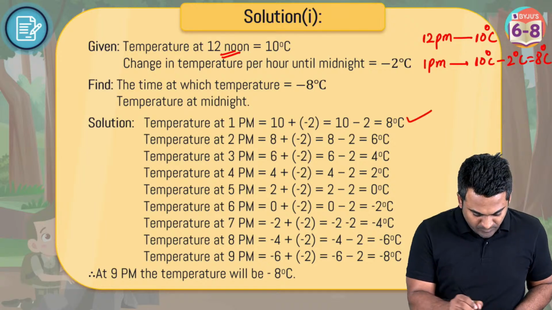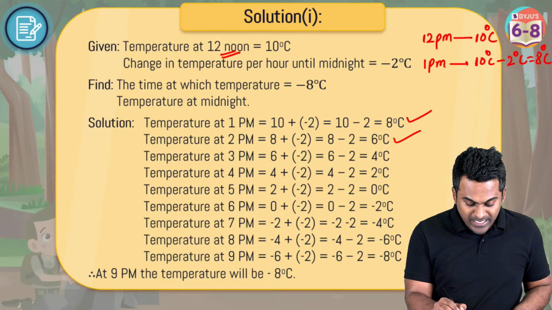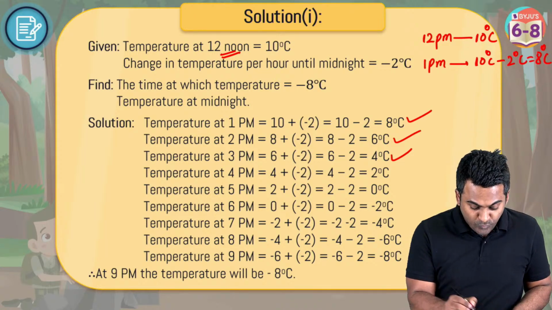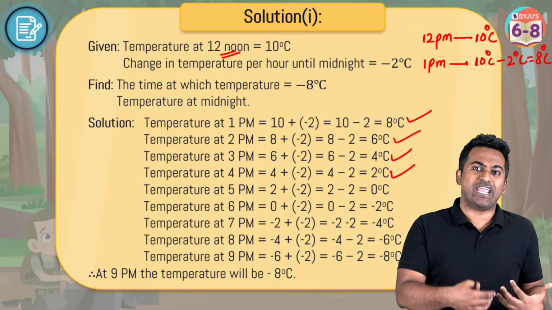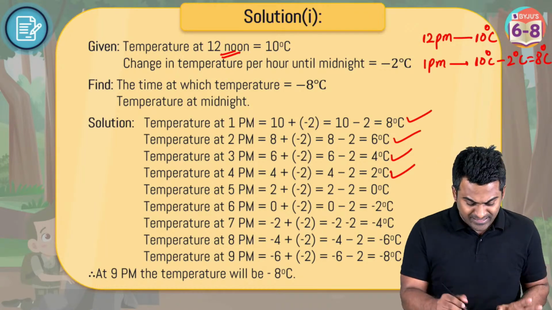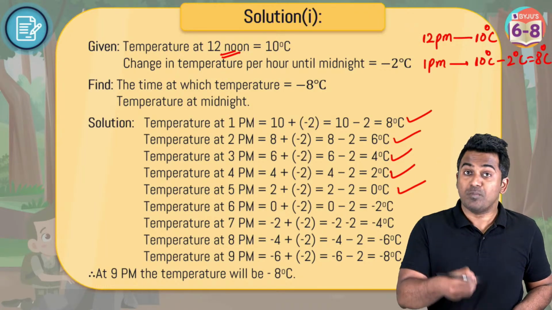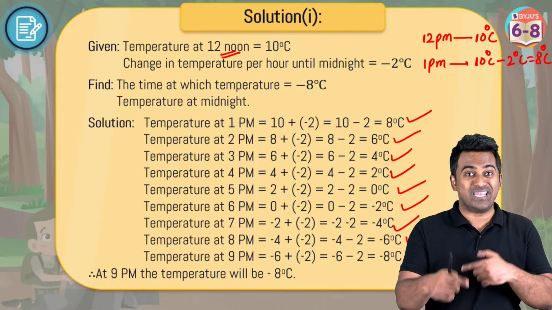So look, at 2 p.m. it's going to be how much? 8 minus 2. 3 p.m. 6 minus 2. 4 p.m. 4 minus 2. So every hour the change in temperature would be minus 2 degrees centigrade from the temperature at that point. At 5 p.m. 2 minus 2, which will be 0. 6 p.m. again, this process will repeat like this.